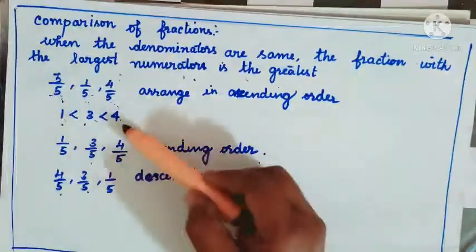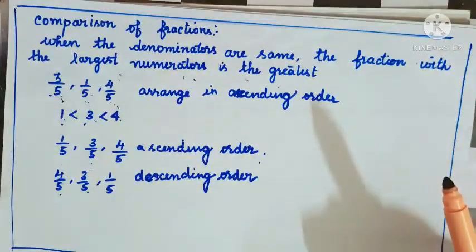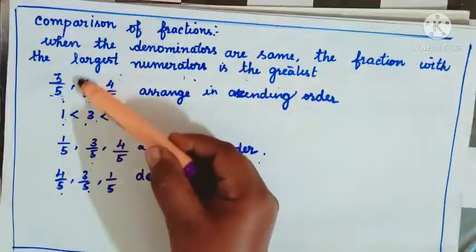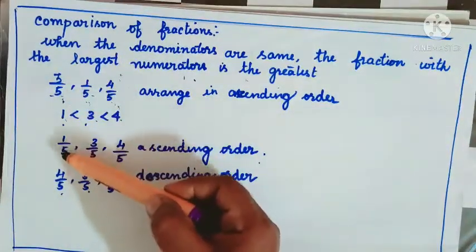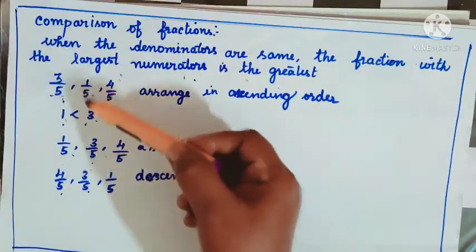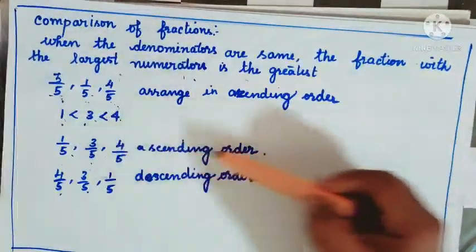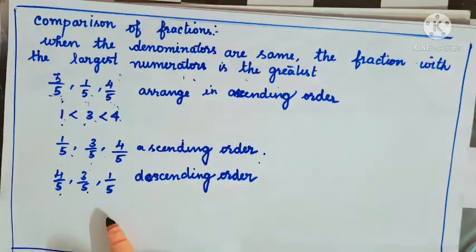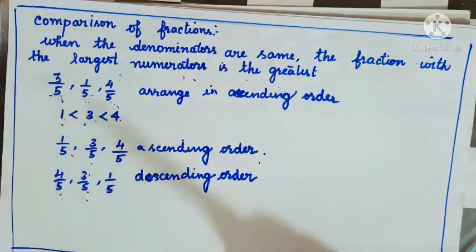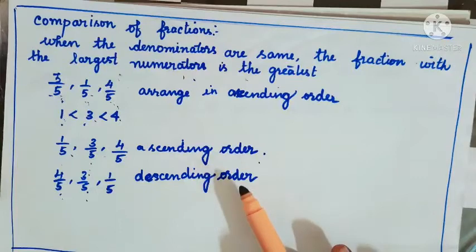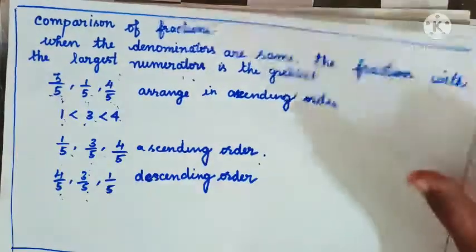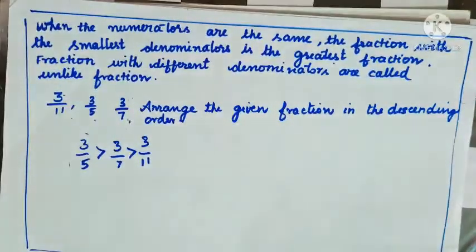So we have arranged the numerators. Now you can write it as such. For 1, the fraction is 1 by 5, next 3 by 5, next 4 by 5. Here we have completed the ascending order. The reverse of that is descending order, big to small: 4 by 5, 3 by 5, 1 by 5. This is what we have done for like fractions. Now we are going to do unlike fractions.